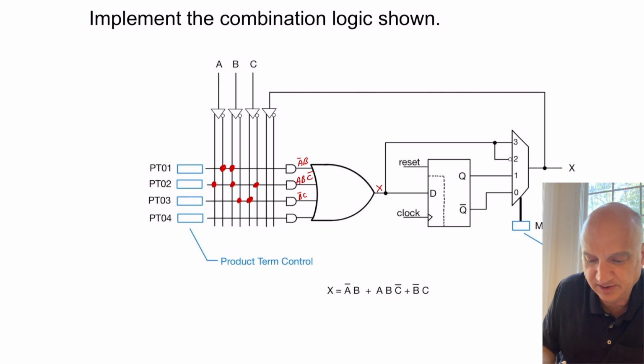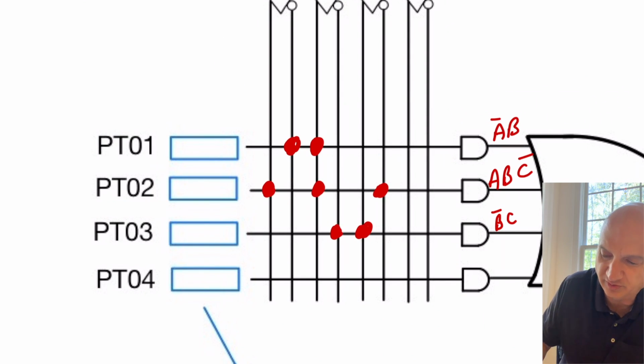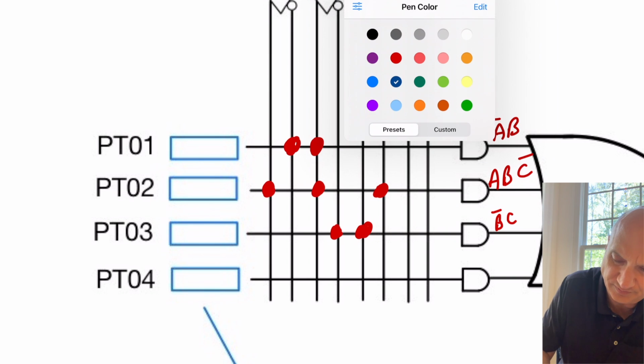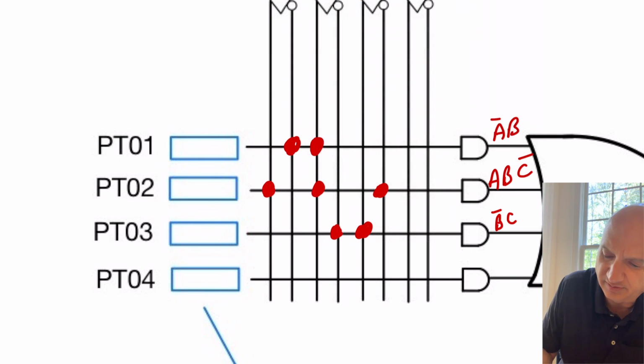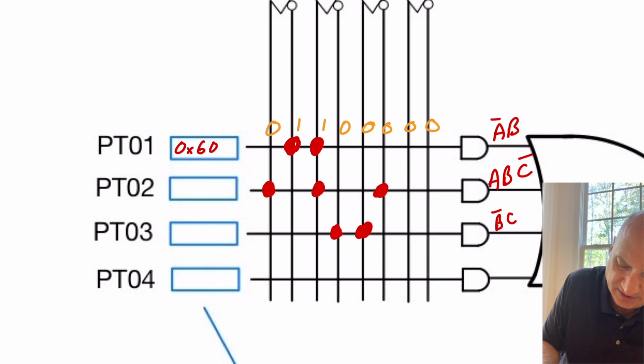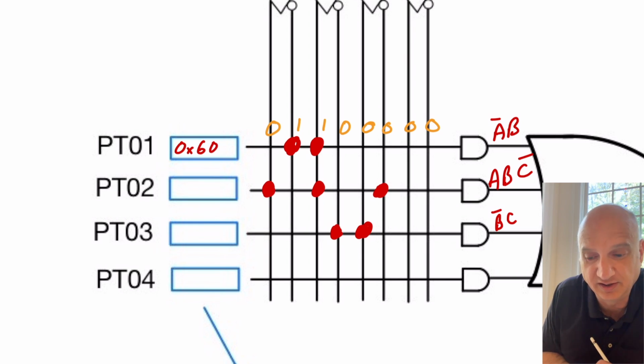Now what we have to do is decide the values that go into each product term. So right over here, I've got this little box where we can fill in the hex value. I'm going to draw this in a different color that's a little more vibrant. How about some orange? So this is 0, 1, 1, 0, and then 0, 0, 0, 0. So hexadecimal, this is going to be 0x60. That's the hex value that's feeding in to that product term.